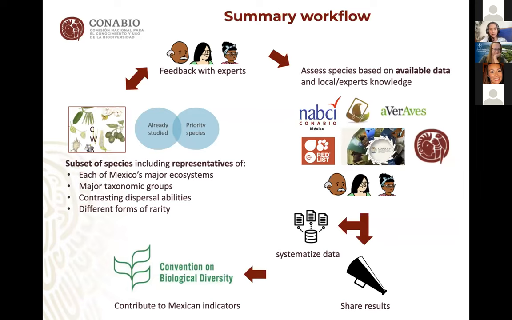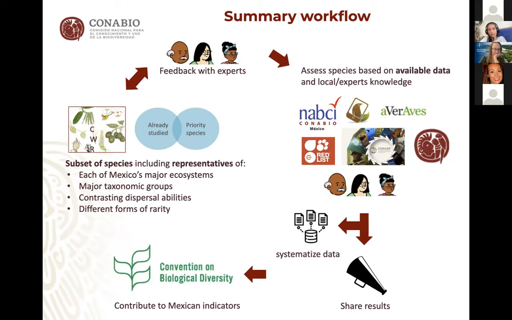So to summarize, the approach we are taking in CONABIO, Mexico, is that we are creating a subset of species that are representative of each of the major ecosystems of Mexico, taxonomic groups, contrasting dispersal ability, and different life forms. And this includes species that have been already studied, priority species, and species that are related to crops.